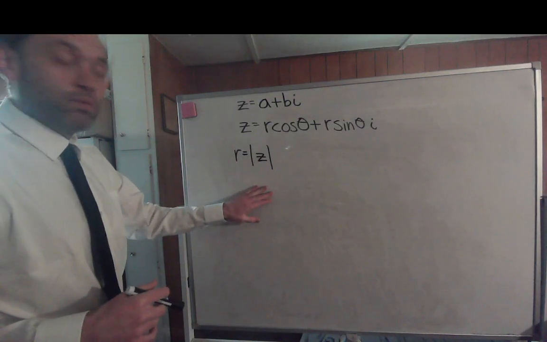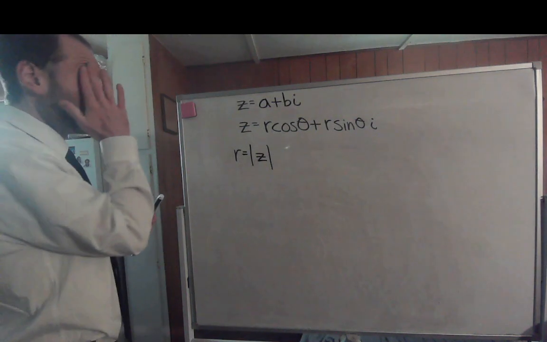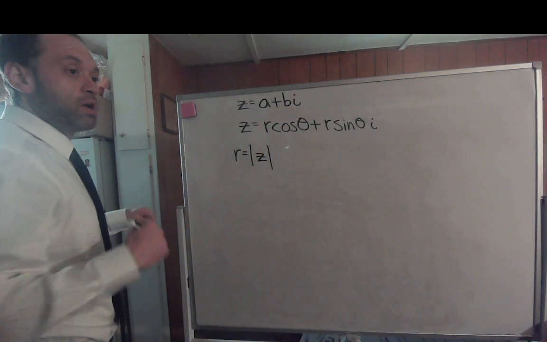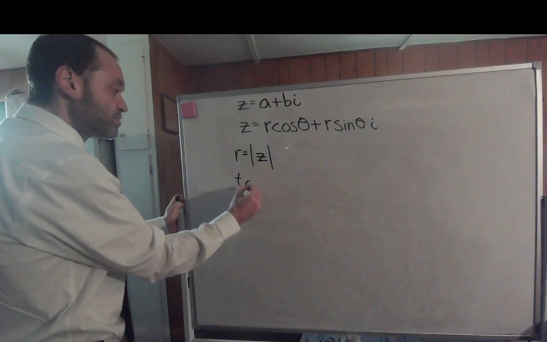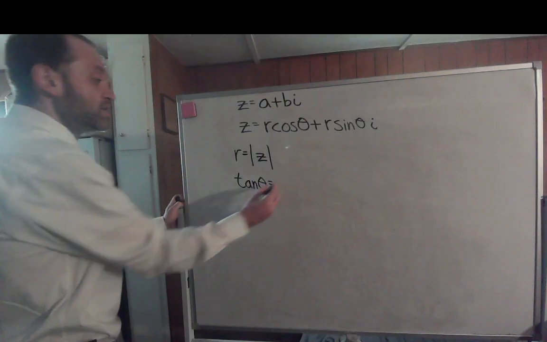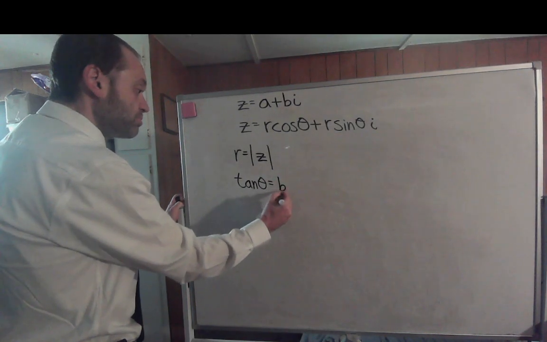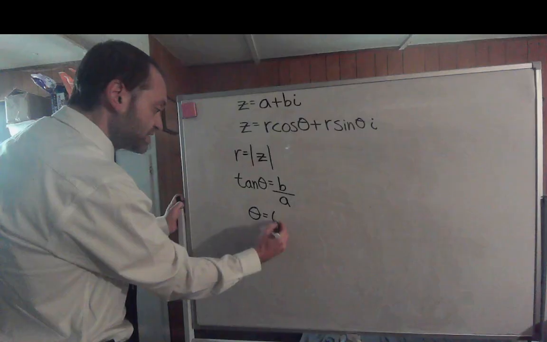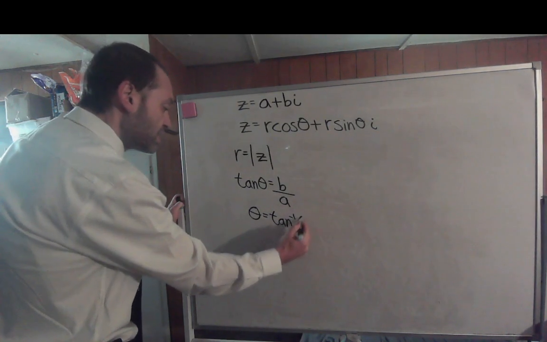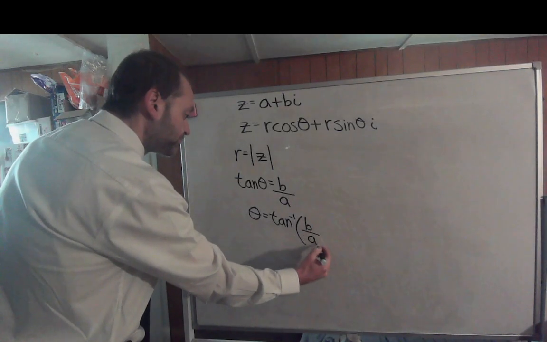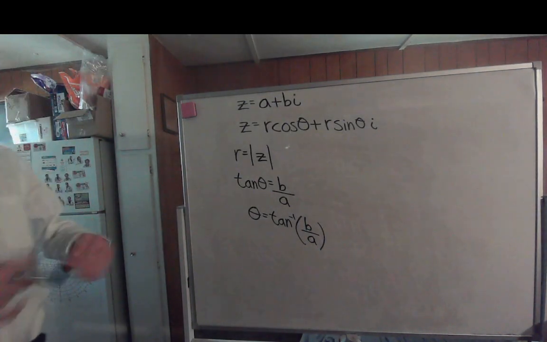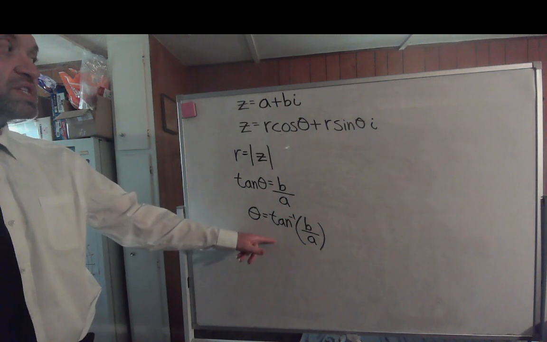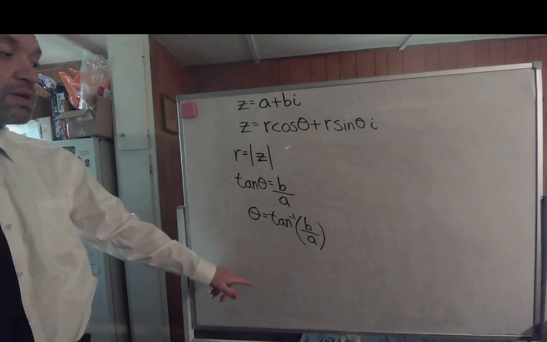Now, what about dealing with the angle? So basically you're going to treat this like an x plus y. We know that the tangent of theta is y over x, right? So the tangent of theta is going to be your b over a. That means to find theta, you're going to take the tangent inverse of b over a. So your angle can be found by taking the inverse tangent of your b over a.